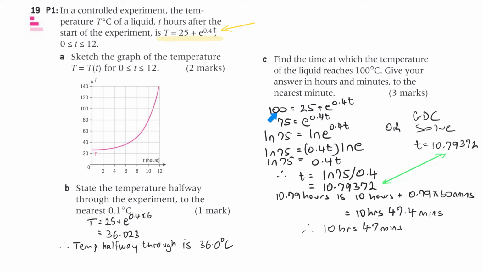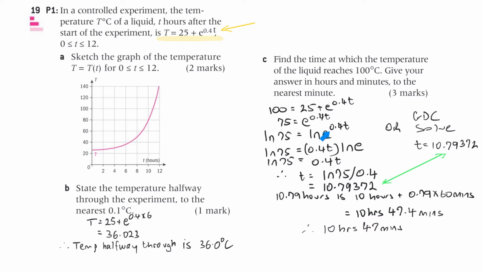Now that we know the function, when that equals 100, we've got 25 plus e to the 0.4 t, and I've just minused the 25 from both sides. We've got 75 equals that. I took the logs, log of 75, and I've used log e so we can get rid of that. So I'm using log base e equals log e to the 0.4 t.